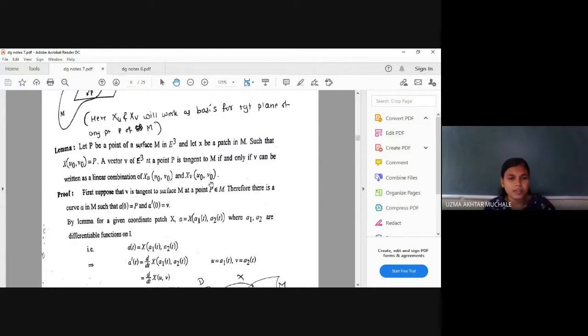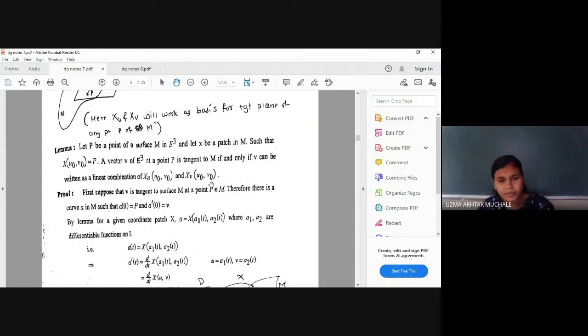Let P be a point on a surface M. P is any point on the surface M given to us. And let X be a patch. That means we are provided that X is one-to-one and regular, such that for a point (u naught, v naught), X of (u naught, v naught) is that point P which we have assumed. Any vector V of E3 at a point P is tangent to the surface M. What we have to prove is that vector V is tangent to the surface M at a point P if and only if V can be written as a linear combination of Xu(u naught, v naught) and Xv(u naught, v naught).